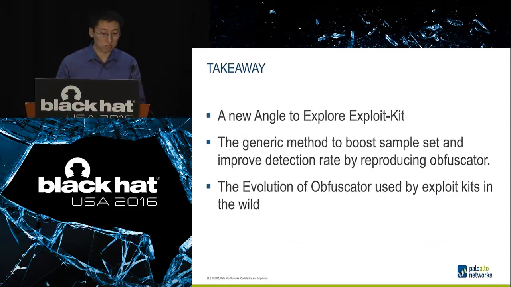Before the end of this presentation, I hope you can learn the following 3 things from our presentation. A new angle to explore exploit kits by looking back from the obfuscated page to the obfuscator, and a generic approach that can boost the sample set and improve the detection rate by reproducing the obfuscators. And then we also show the evolution of obfuscators used by exploit kits in the wild. If you are working in the same field, I hope you can get more insight from this new angle.